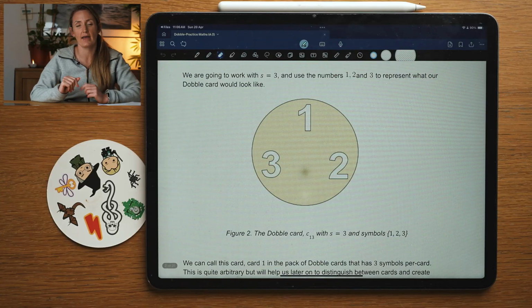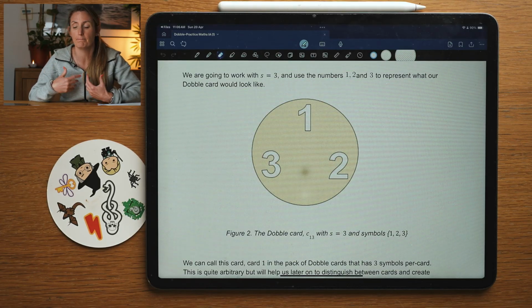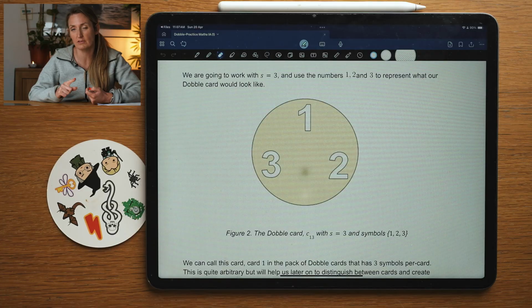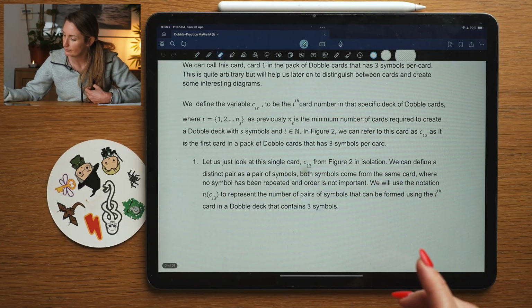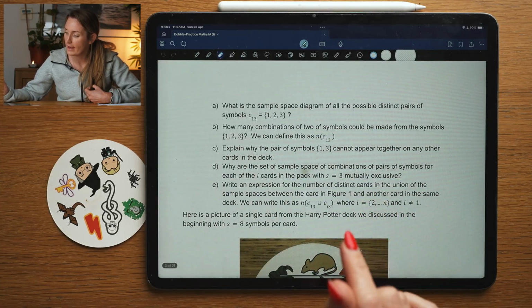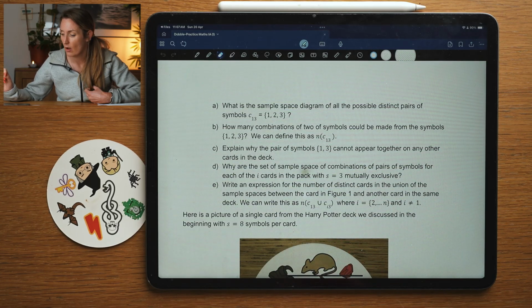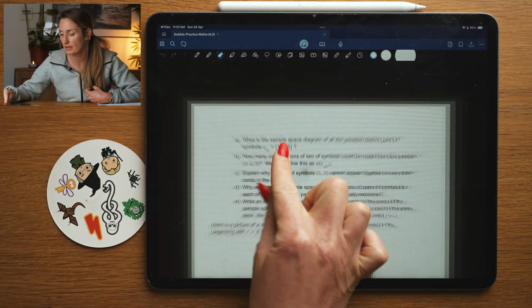Now remember, in our deck we've replaced symbols with numbers to make the math easier, and instead of starting with 8, which is going to produce some really big numbers, we're going to start with just 3 symbols per card. Not 3 symbols in total, 3 symbols per card. The first question asks us, what is the sample space of all of the possible distinct pairs on the first card if I have 3 symbols?